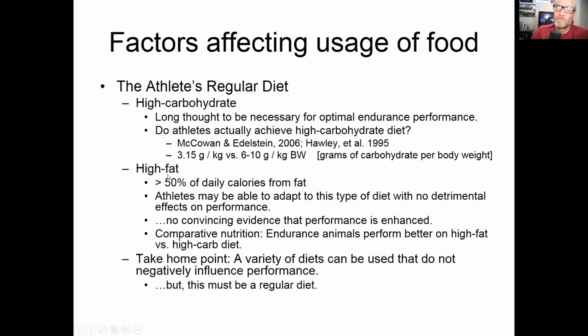A high fat, low carbohydrate diet, greater than 50% of daily calories come from fat. Now, you may hear the term ketogenic diet. That's where it's an extremely low carbohydrate and high fat type of diet. High fat, low carb can refer to a wide variety of diets that are 50% or more calories from fat. No convincing evidence that performance is enhanced, but this body of literature continues to expand, and there may be some real benefits to people with diabetes to be on a low carb, high fat diet.